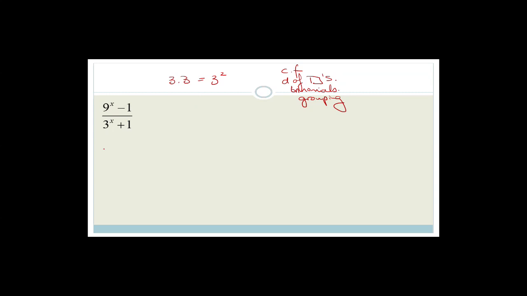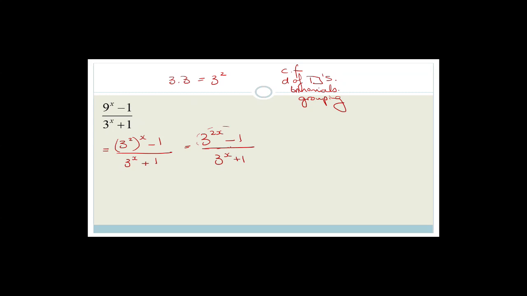So do you agree that I could write this as 3 squared to the x minus 1, all over 3 to the x plus 1? But what do we know about indices or exponents across the brackets? We have to multiply them. So it becomes 3 to the 2x minus 1, all over 3 to the x plus 1.